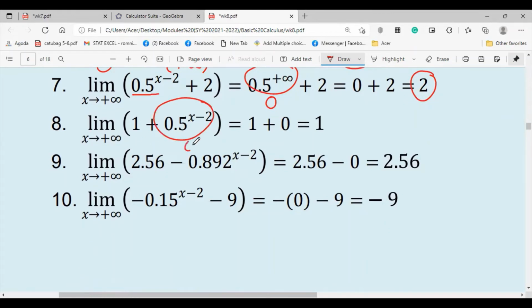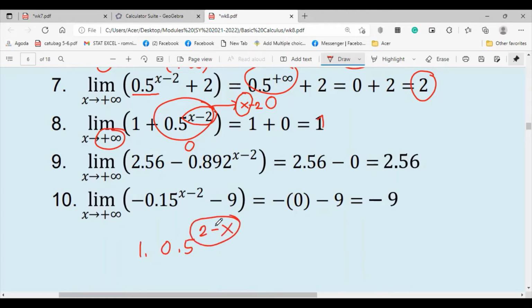Ito. This is 0. Okay? And this is 1. Bakit ito nag-0? Kasi itong x plus 2 class, tignan mo ulit yung galaw ng exponent. Sa x plus 2, positive lang kasi ang x. Ibig sabihin, positive infinity din. Okay? You have to be careful. Iba kasi yung ibig sabihin ng 1 plus 0.5 raised to 2 minus x.